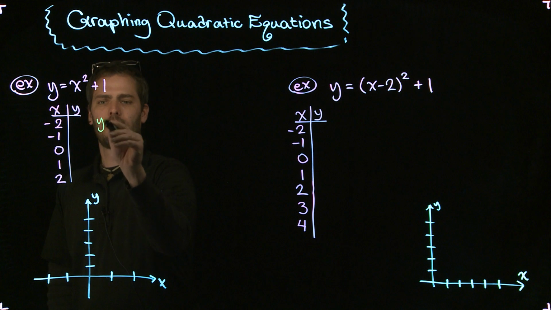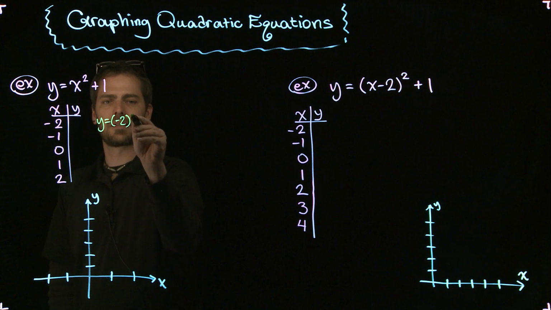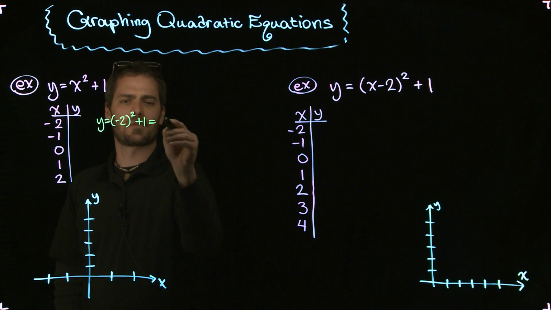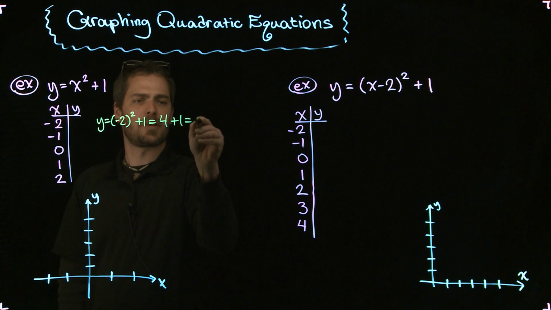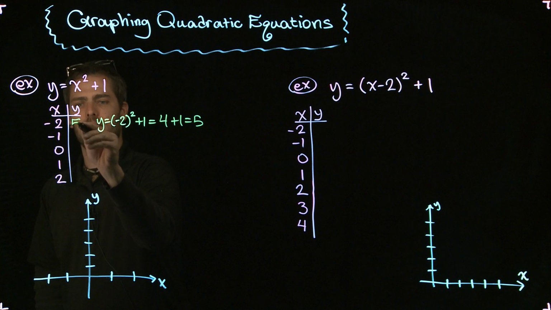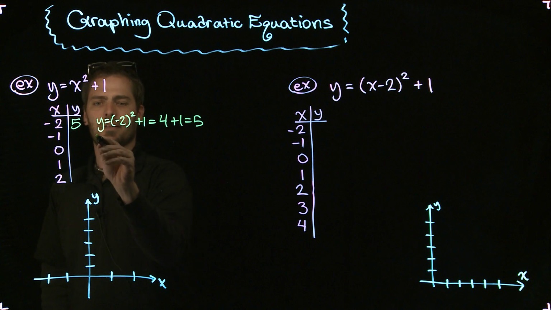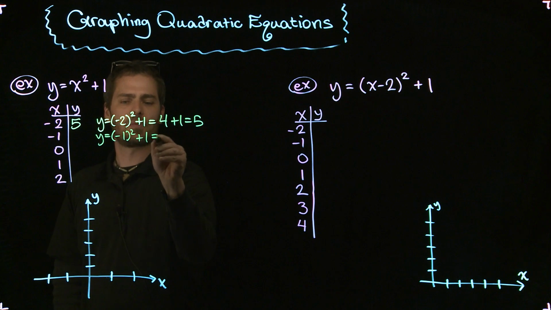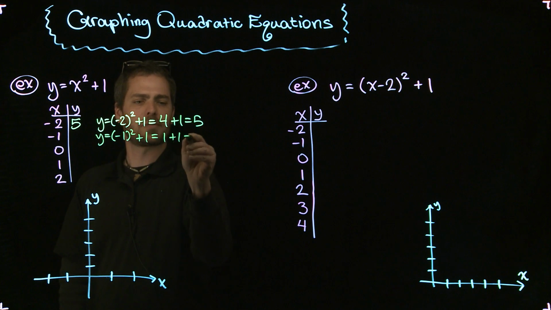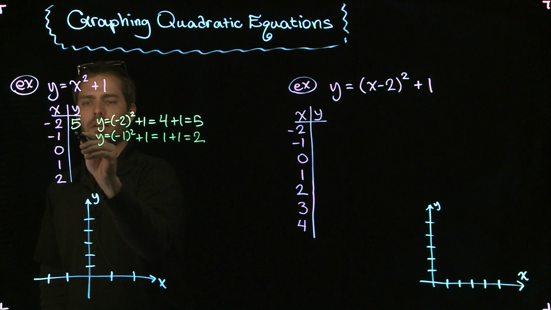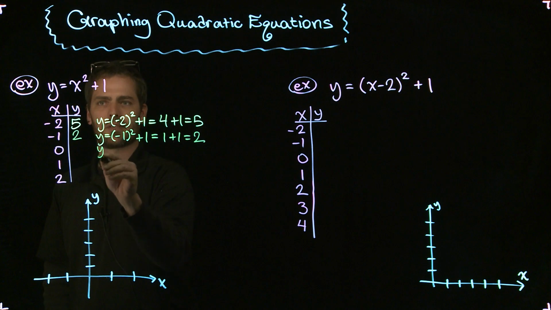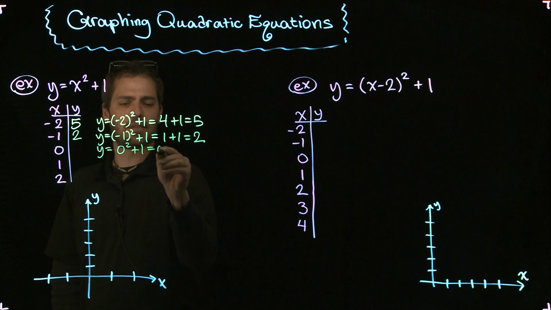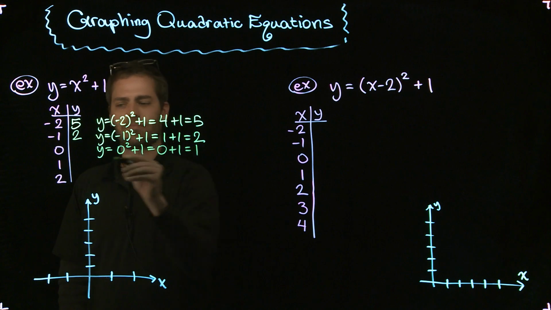Okay, first thing is negative 2 for the x. This gives me y equals (negative 2) squared plus 1. Negative 2 squared is positive 4. Plus 1 gives me 5. So I put a 5 right there. Next one, y equals (negative 1) squared plus 1. This gives me positive 1 plus 1, which is 2. 2 right there. Now 0 squared plus 1 is 0 plus 1, which is 1.